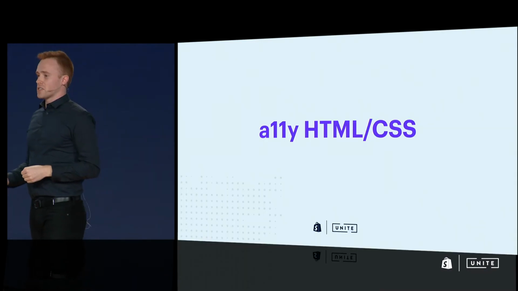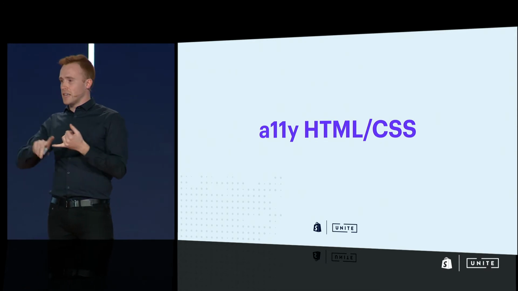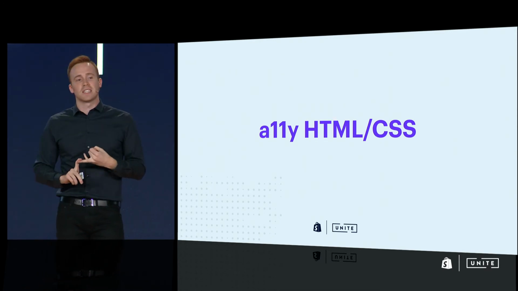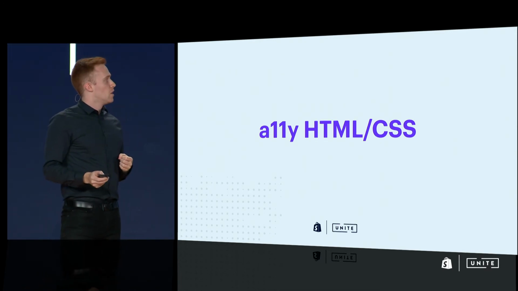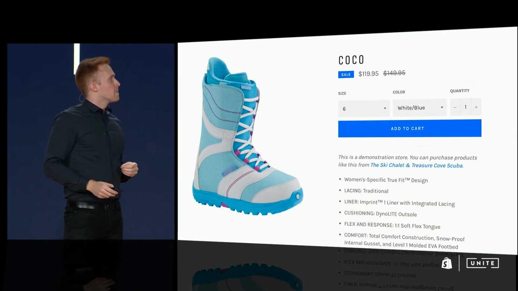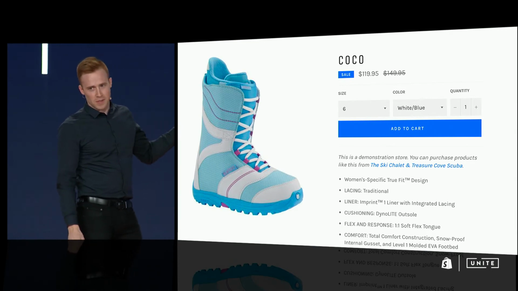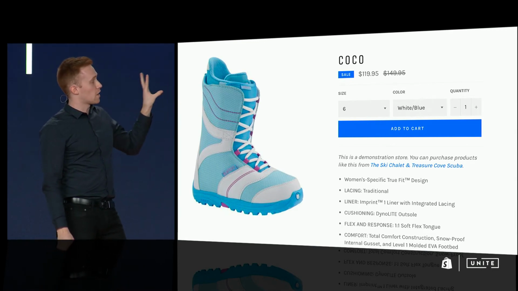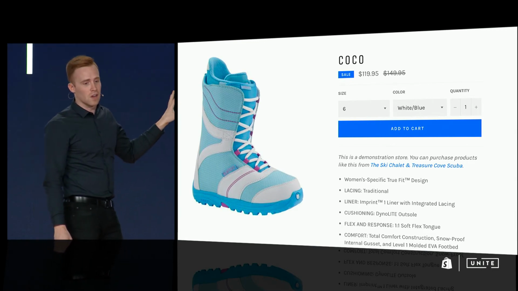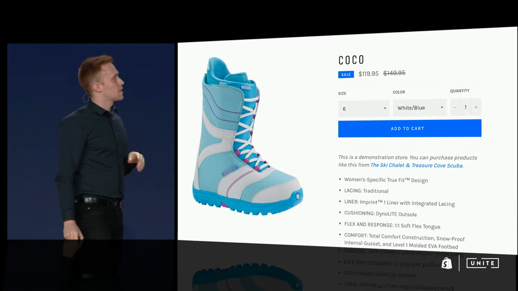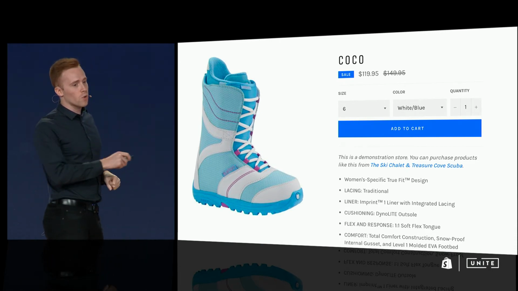Accessibility isn't just about JavaScript. The content of your site, that is the HTML and the CSS, needs to be accessible as well. So if we look at this product page again, we can see that we have some pricing information. But how is a screen reader supposed to interpret this? Do the boots cost $120, or do they cost $150? How would a non-sighted user or its assistive technology know the real price?